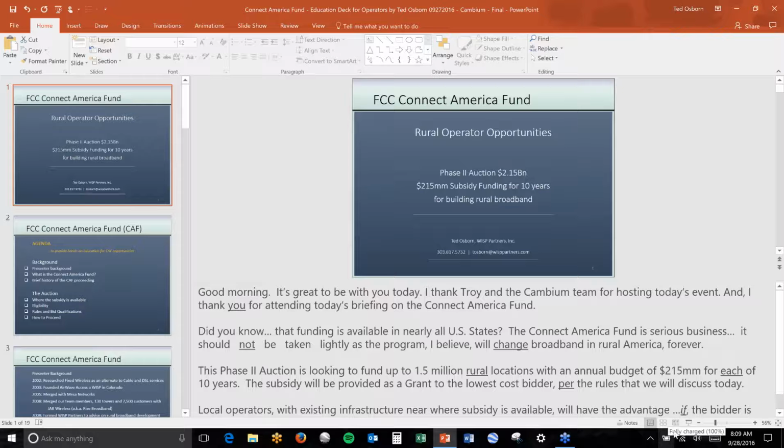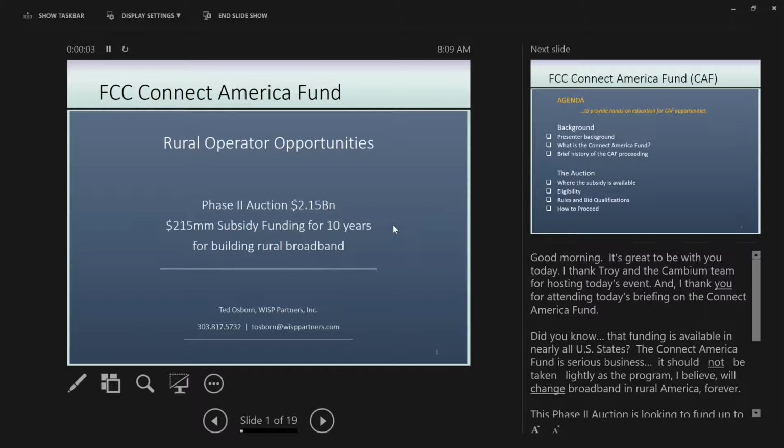Thank you, Troy. I appreciate the introduction and the opportunity to be with you today. I think you stated it quite well in terms of teeing up where we are with the Connect America Fund Phase 2 auction that will be very much in play for the next year.